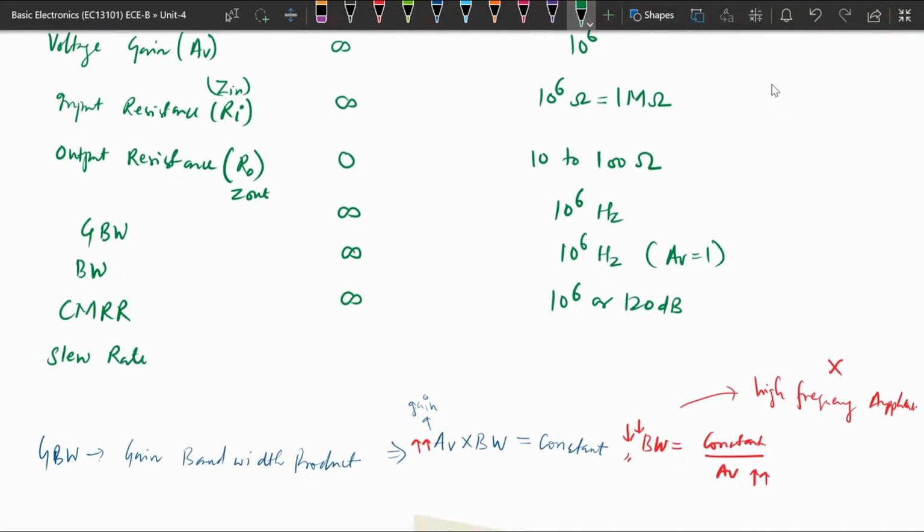So just we are representing here. In later stages we will be knowing what these terms are. So slew rate in the case of an ideal one is also infinity, but in the practical case it is considered to be 80 volt per microsecond. So its unit is basically volt per microsecond. So this is the difference between an ideal and practical operational amplifier.